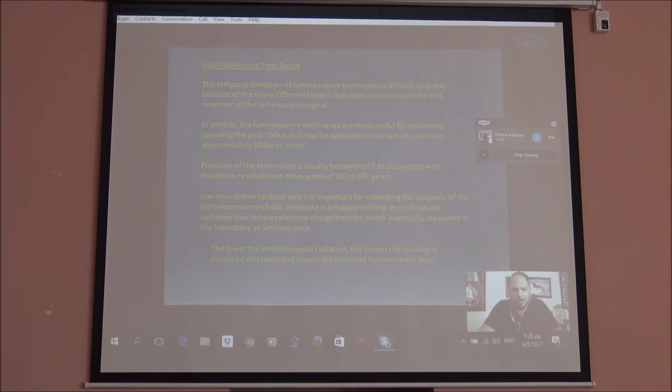Low environmental dose rate is important for extending the longevity of the luminescence methods. The dose rate can be the level of natural variation, which is eventually measured in the laboratory. So if we have the exact same grain of quartz in two different environments, in the first environment, if we have a low dose rate, the traps will build in much longer time than if we have the same crystal in another environment with high annual dose, in which the traps will build in a much shorter time. So the lower the radiation, the slower the displaced electrons, and the slower the buildup of the luminescence level.